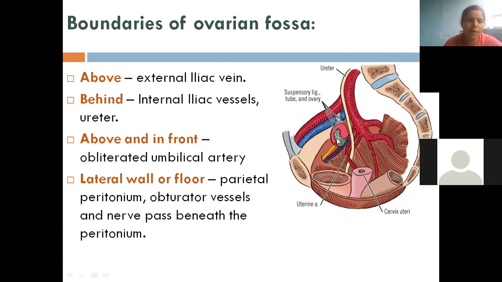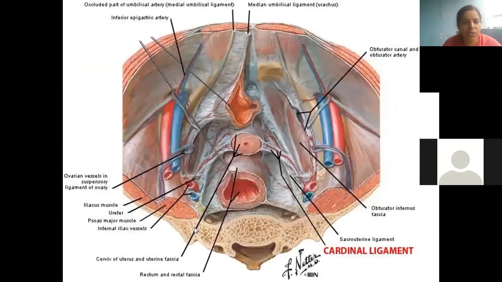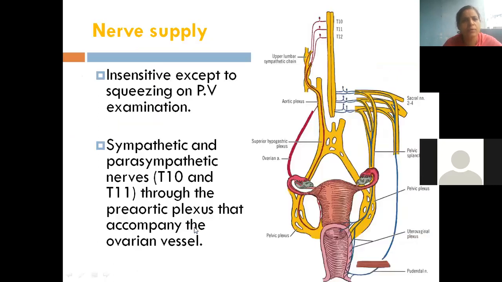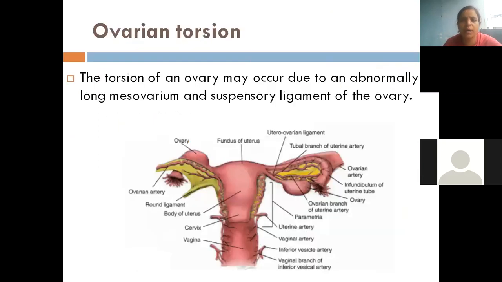We have obviously the peritoneal covering, then obturator vessels, and there is one nerve also passing beneath the peritoneum. Whatever structures you are seeing here, you need to memorize everything, because the question on boundaries of ovary is very specific. He's only asking you the relations, like what is present anteriorly, posteriorly, medially, laterally in the ovarian fossa, what are the various structures you see. That is the part of your question. So that is all about ovary.